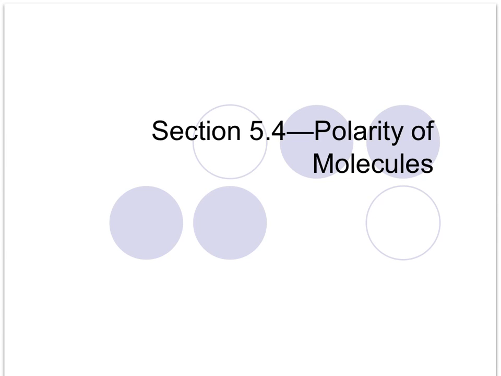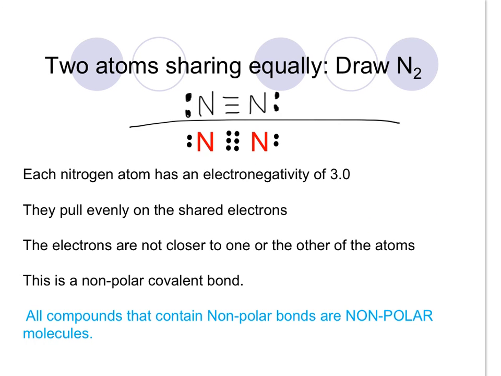All right, in section 5.4, we're going to discuss how to predict the polarity of molecules. In order to do this, you will need to have already predicted the shape of your Lewis dot structure correctly as well. In order to predict polarity, there are two things that we need to look at. The first is bond type, and the second is shape.